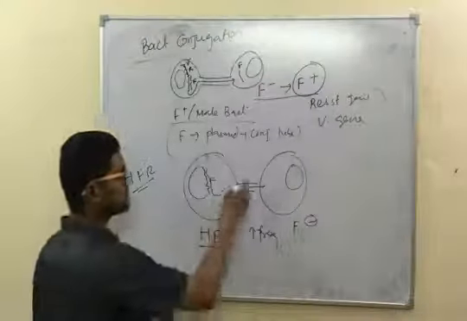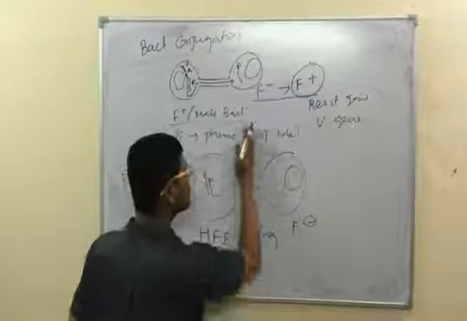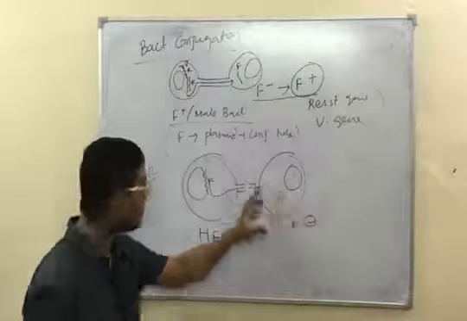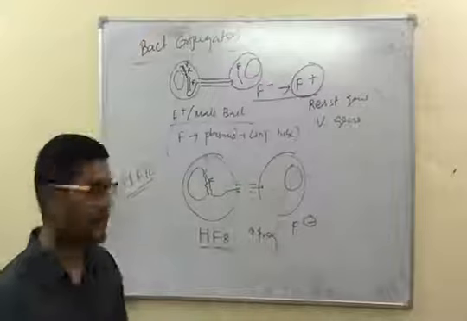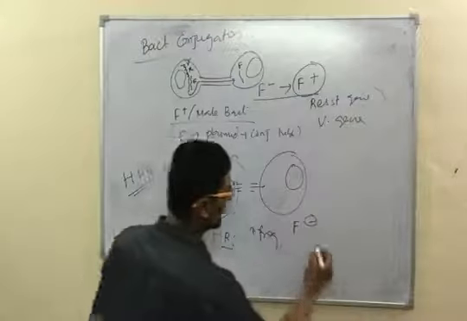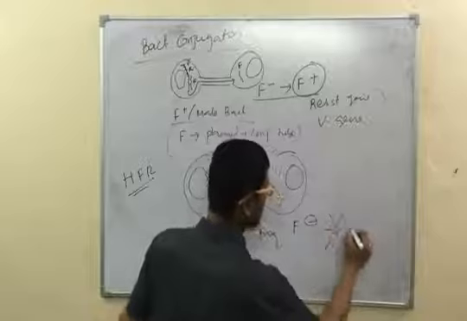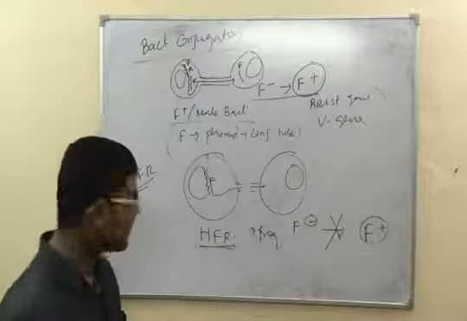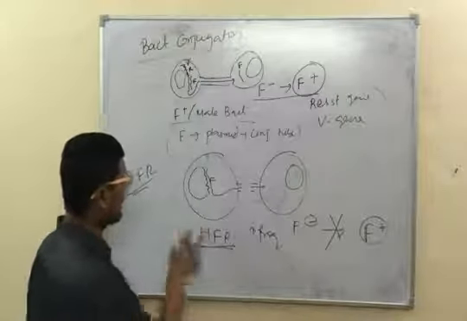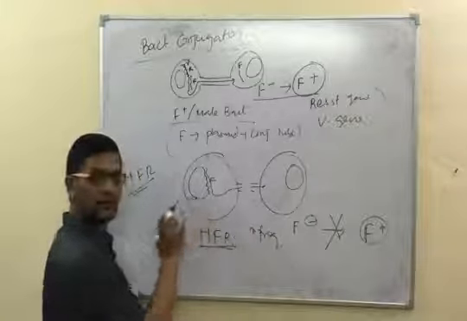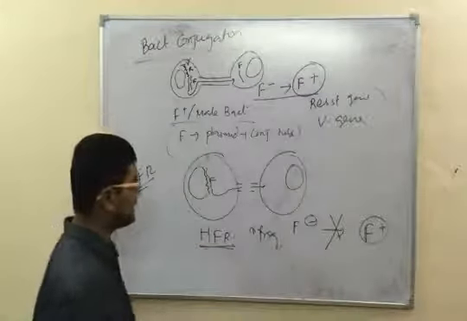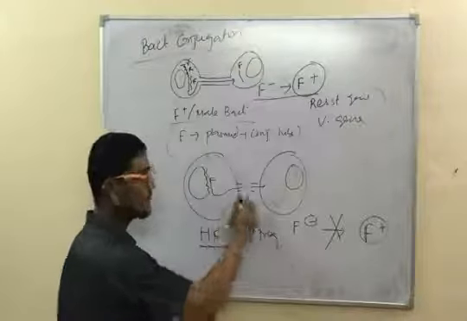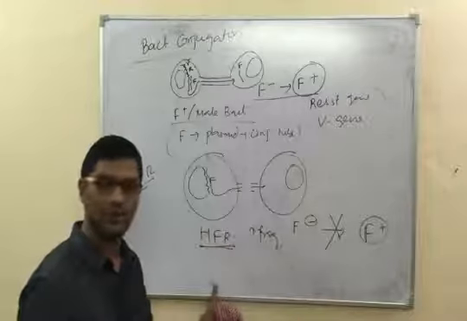So before the procedure is completed, often the conjugation tube is broken. Before the F factor completely goes to the F minus cell, often the conjugation tube is broken. Hence, the F minus cell usually is not able to become an F plus cell in the HFR state. So please remember, the HFR state is a state where the F factor is in the integrated form with the bacterial chromosome, and in this state the frequency of recombination between the cells is more, hence it is called the high frequency recombination state.